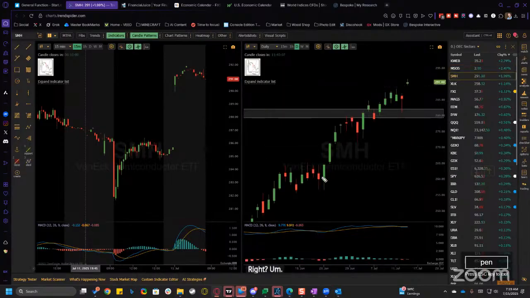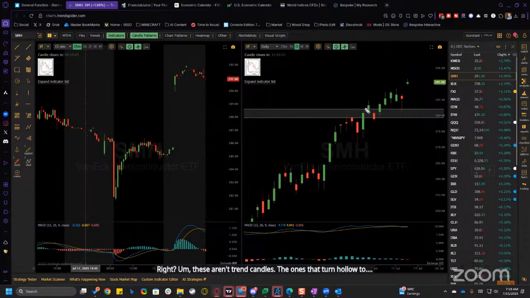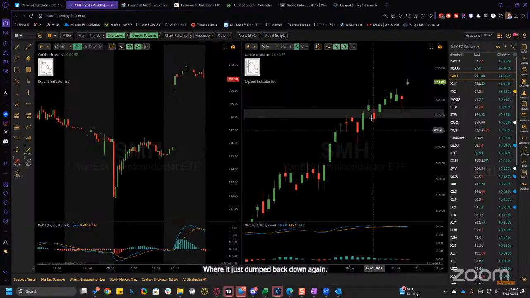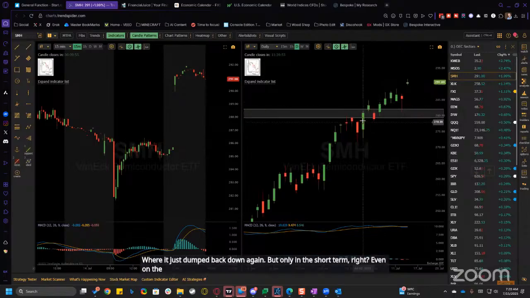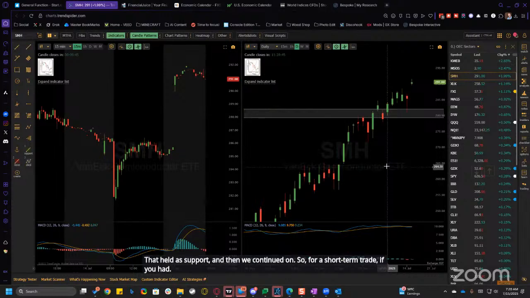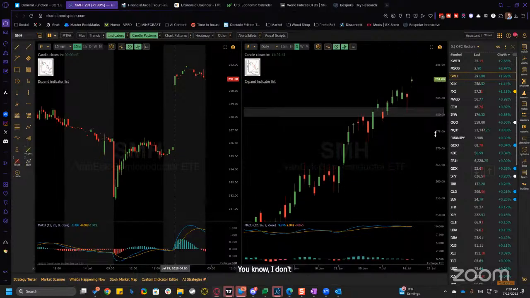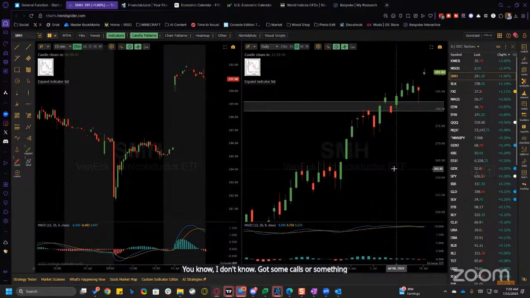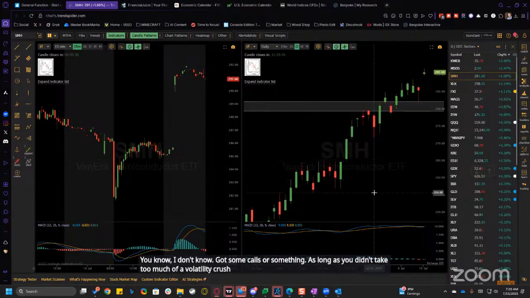These aren't trend candles, the ones that turn hollow to work with the trend, but here's one of those gap up examples where it just dumped back down again, but only in the short term, right? Even on the dump back down, it caught at 50% of the big breakout bar that held as support, and then we continued on. So for a short-term trade, if you got some calls, as long as you didn't take too much of a volatility crush, the calls might have made a little bit.